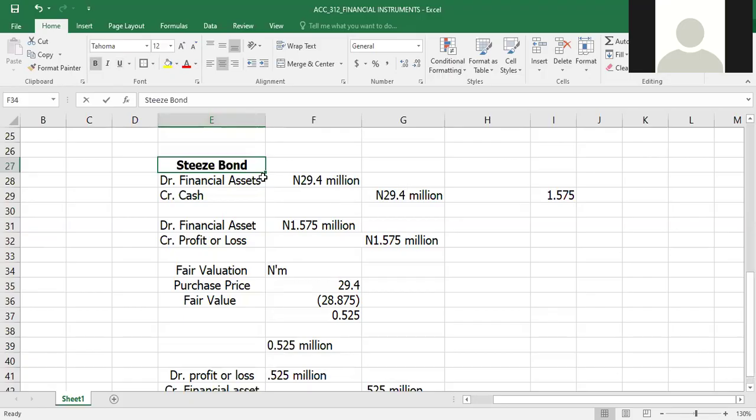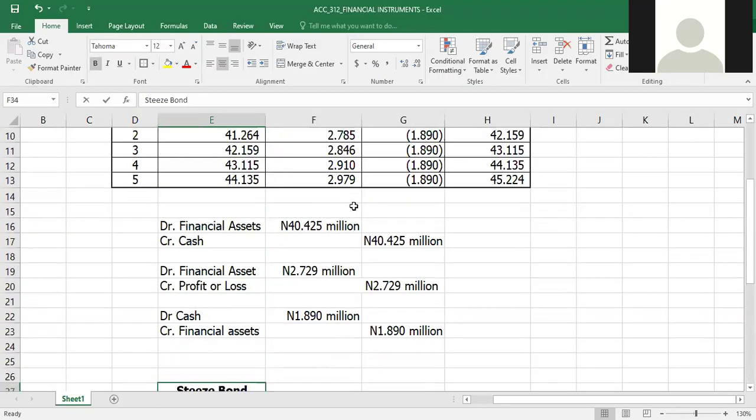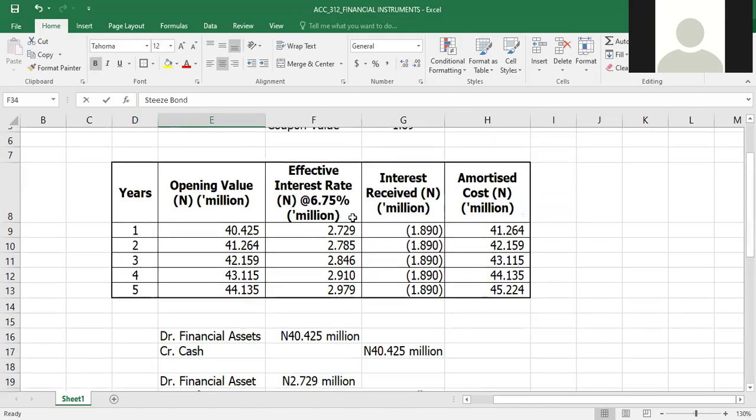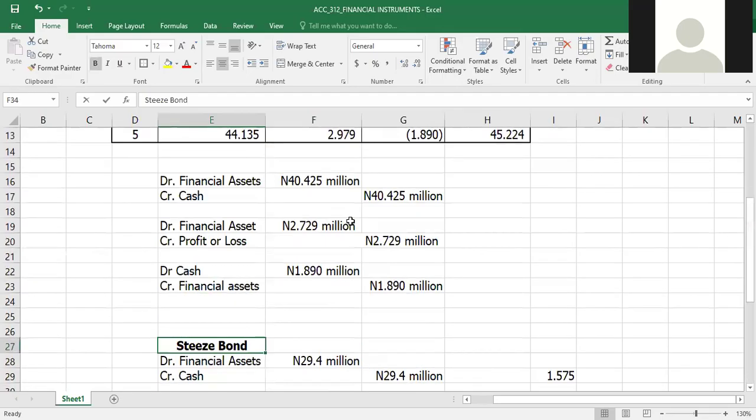I take full responsibility for this. That was probably what I didn't explain very clearly in class. So it's a straightforward thing. It did not meet the provisions provided in the standards for us to categorize the second bond as amortized cost. So rather, it's to be carried at fair value. By the standards, financial assets are of three categories: the ones to be carried at amortized cost, the ones to be carried at fair value through OCI, and the other ones to be carried at fair value.